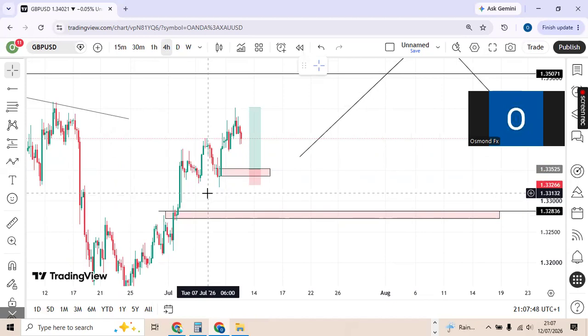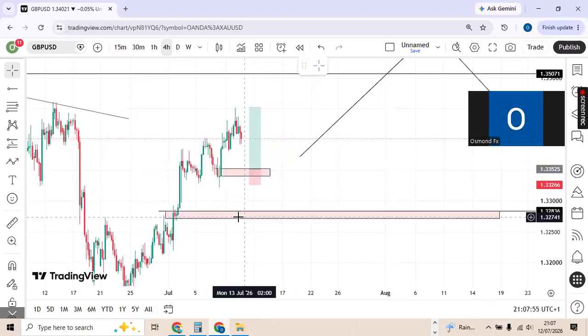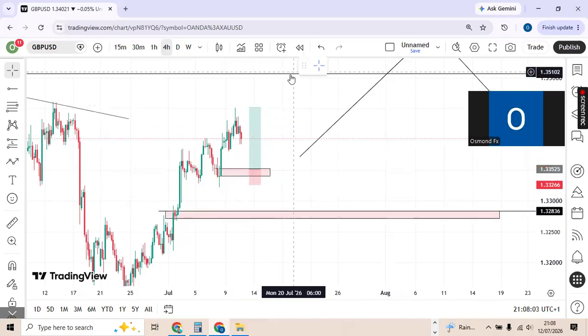So I'm expecting the market to buy from here. And if the market does not buy from here, we see a break to this low. If the market reacts to this particular level, we might see another buy from here to the upside. So that is my analysis for this week.